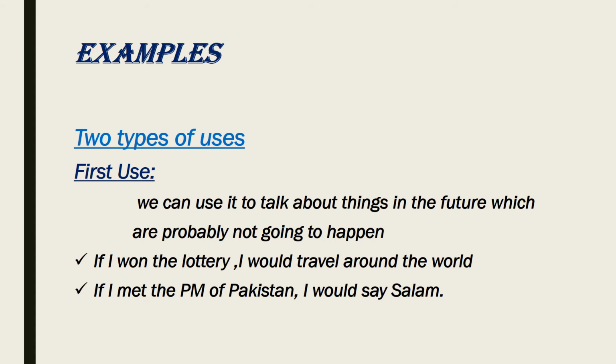If I won the lottery, so it is impossible, it is just imaginary case. If I won the lottery, I would travel around the world. So it is unreal that you will travel all around the world. It is impossible, it is unreal, it is not real, it is imaginary. If I won the lottery, in the if clause you use past simple. If I won the lottery, I would travel around the world. So it is just imagining.